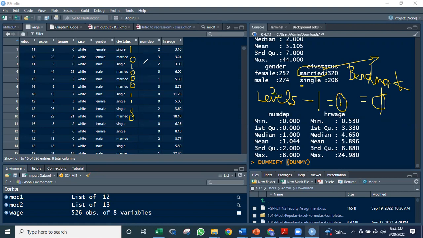Bakit isa lang? Di ba dalawa yung levels? Kasi makaka-capture na lahat ng levels dito. Di ba? 1 single, 0 married. Captured na. Lahat ng levels makaka-capture niyo dyan. Okay? Clear ba yun so far, guys?